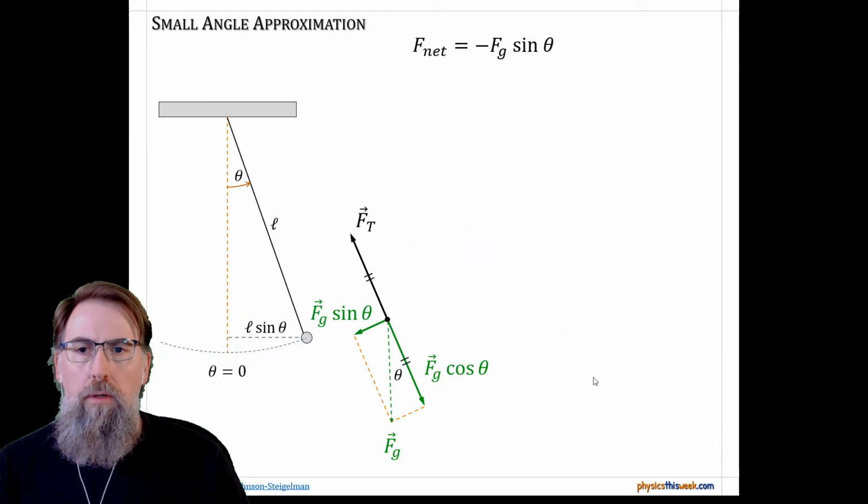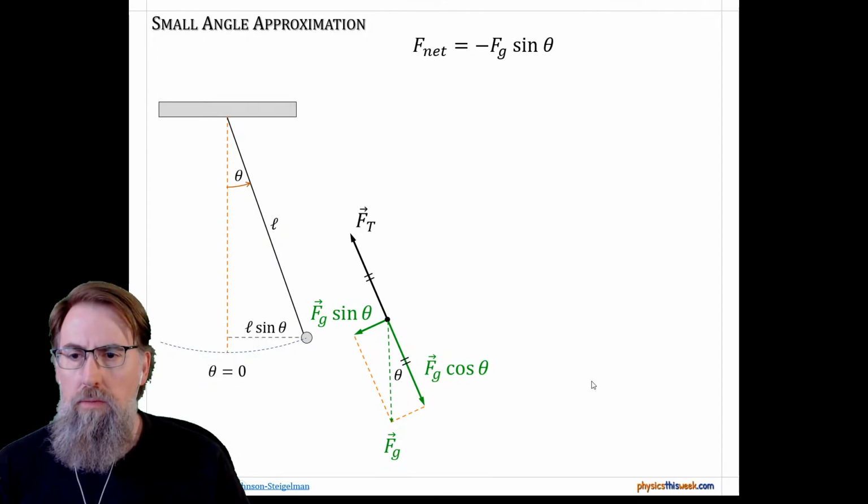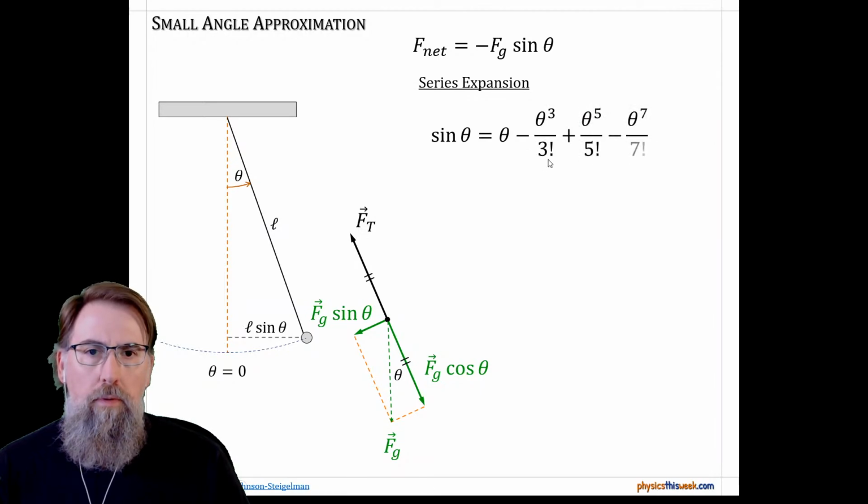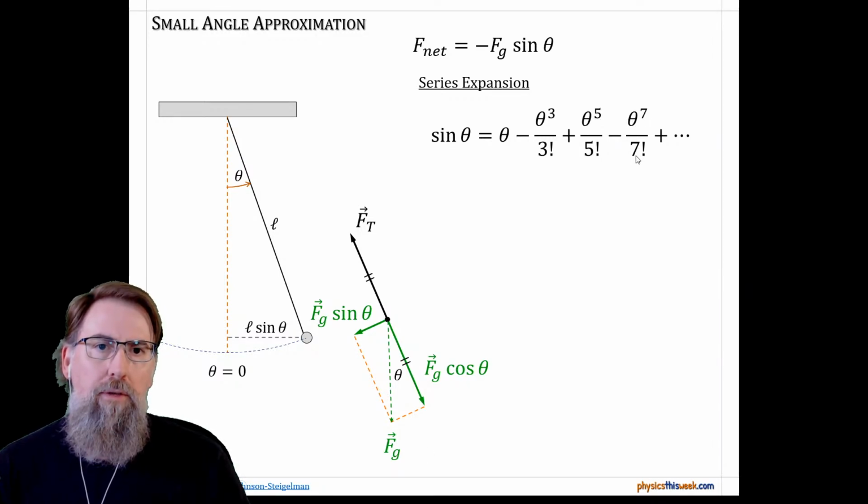Okay, now we're going to apply the small angle approximation to this, which we often do. And the small angle approximation is the sine of theta is equal to theta minus theta cubed over 3 factorial plus theta to the 5th over 5 factorial minus theta to the 7th over 7 factorial. And this would continue on using the odd numbers.